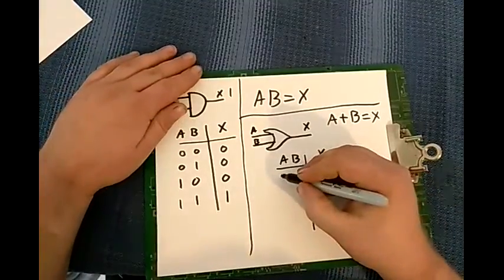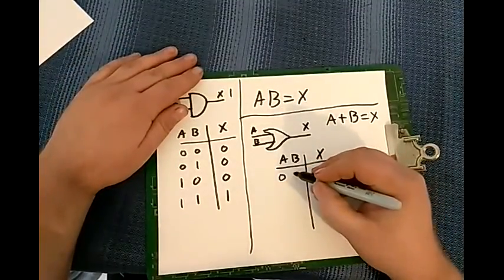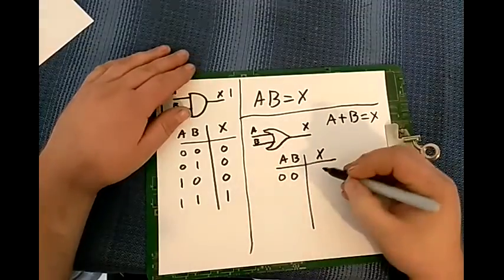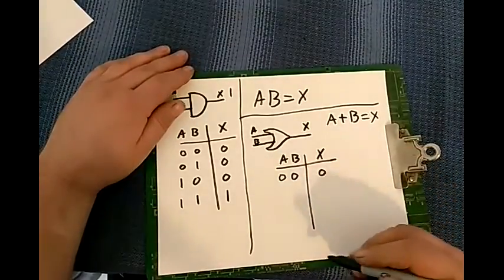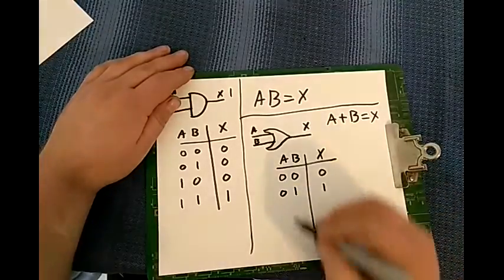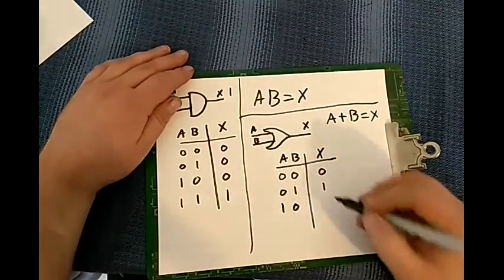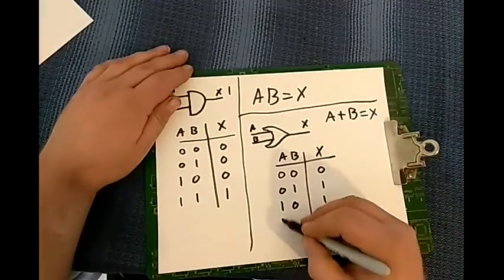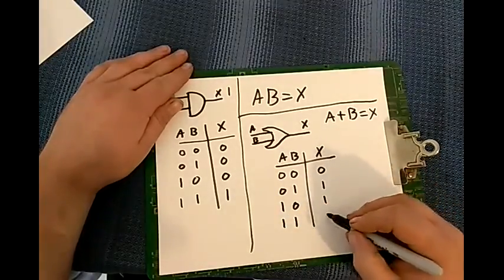Okay, so if you have no signal, or a 0 and a 0, you're going to get a 0. If you have a 0 and a 1, you're going to get a 1. If you have a 1 and a 0, you're going to get a 1. If you have a 1 and a 1, you're going to get a 1.